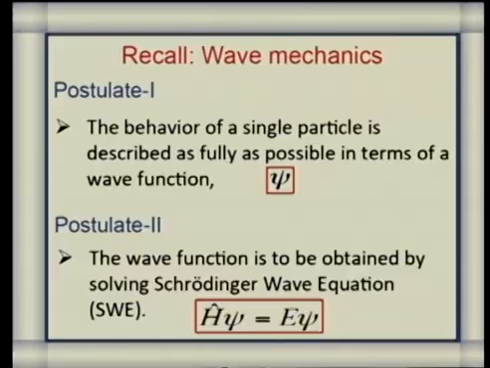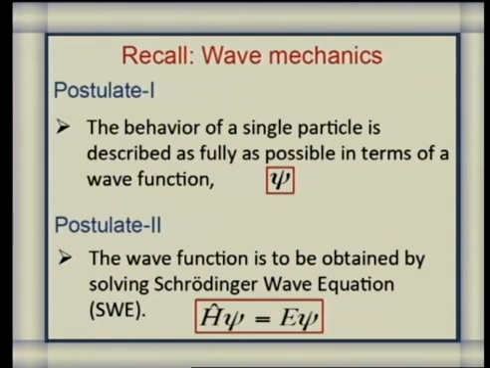This wave mechanical formalism incorporates both of these aspects, and it is based on certain postulates. We'll quickly recall these postulates, then see how we use this formalism to understand the particle in one-dimensional box problem. The postulates are like this. The first postulate says that the behavior of a single particle is described as fully as possible in terms of something called a wave function, which is represented as psi.